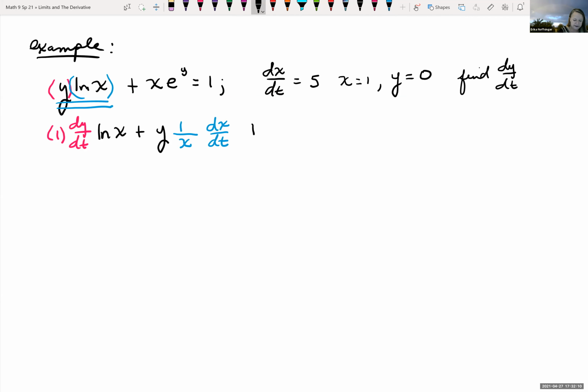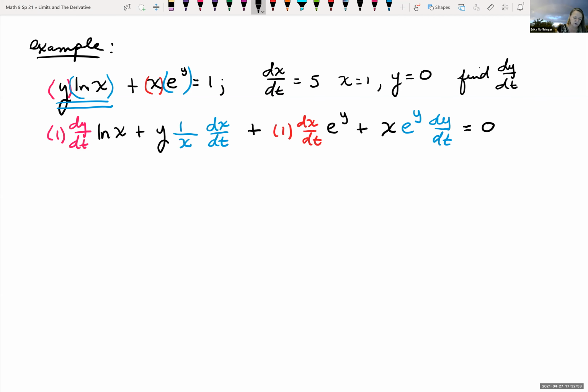Then we have plus, and again, when we take the derivative of the second piece over here, we're going to have to use that product rule. So the derivative of x, which is 1 dx/dt, times e to the y, plus x times the derivative of e to the y, which is e to the y dy/dt, equals the derivative of 1, which is 0.